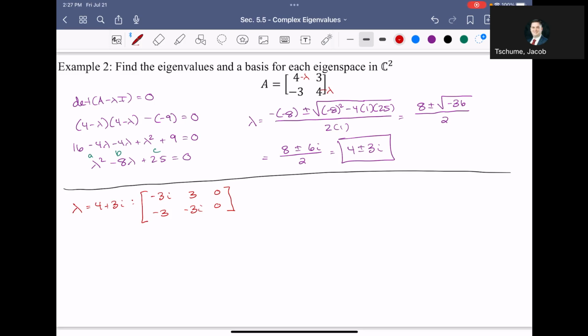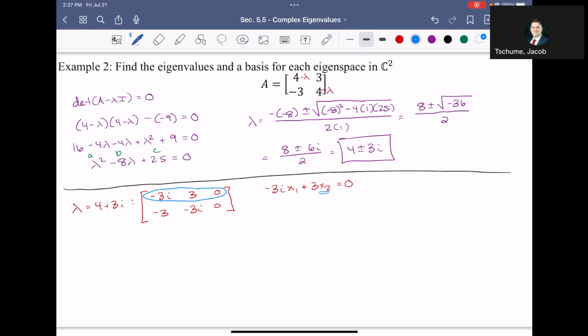Pick whichever row you think is easiest. Now, in one like this, it really doesn't matter. You can go either route, and it's just as simple as the other one. Just to be different from the last one we did, I'm going to use row 1 this time. If you always want to use row 2, you can. But row 1 tells me that negative 3i times x sub 1 plus 3 times x sub 2 must be 0. And remember, you solve for the variable that doesn't have the complex number on it.